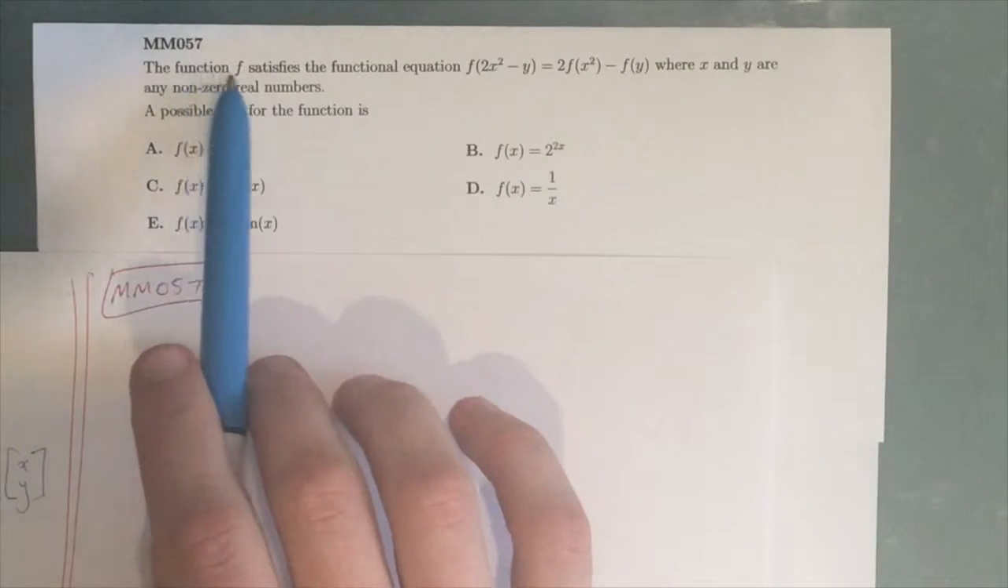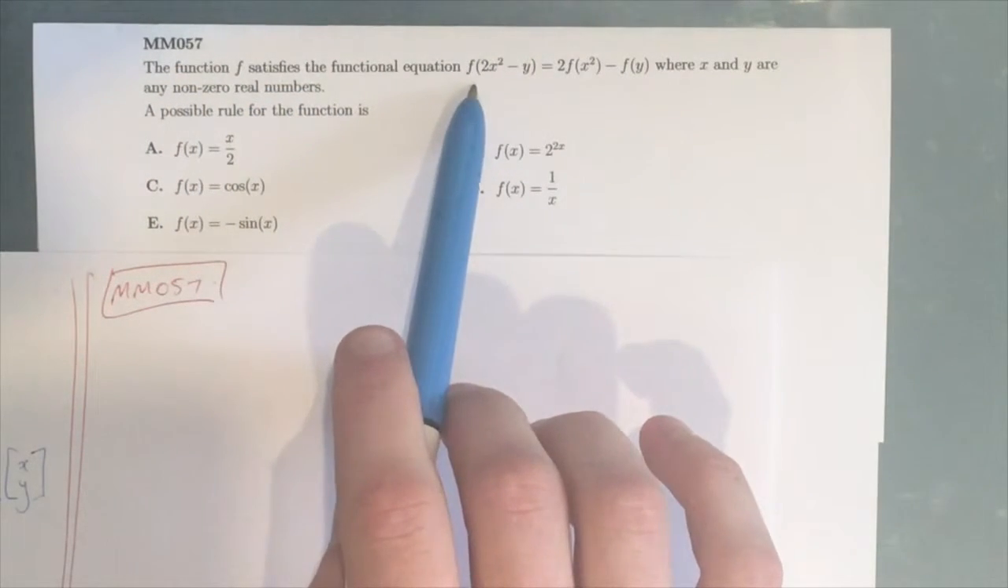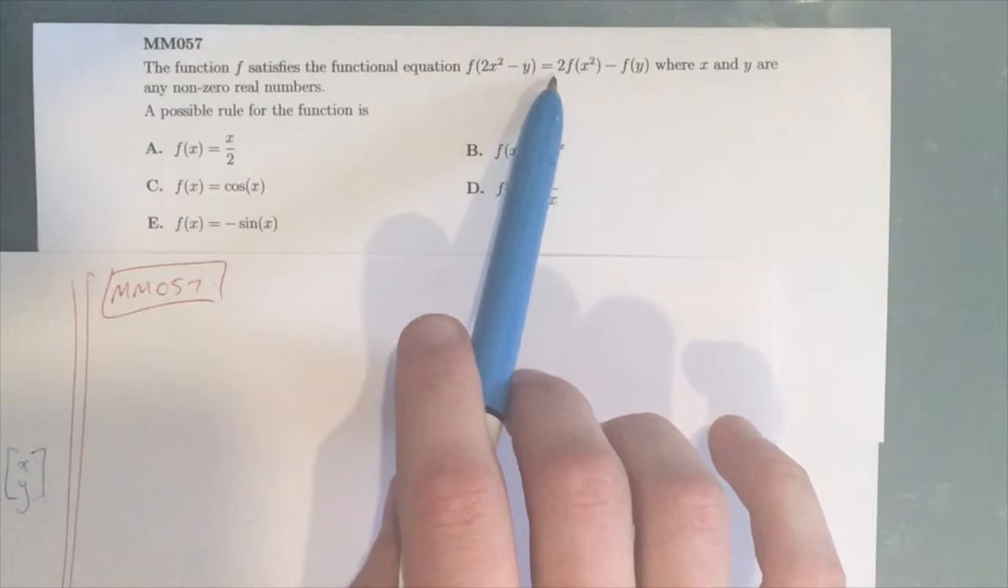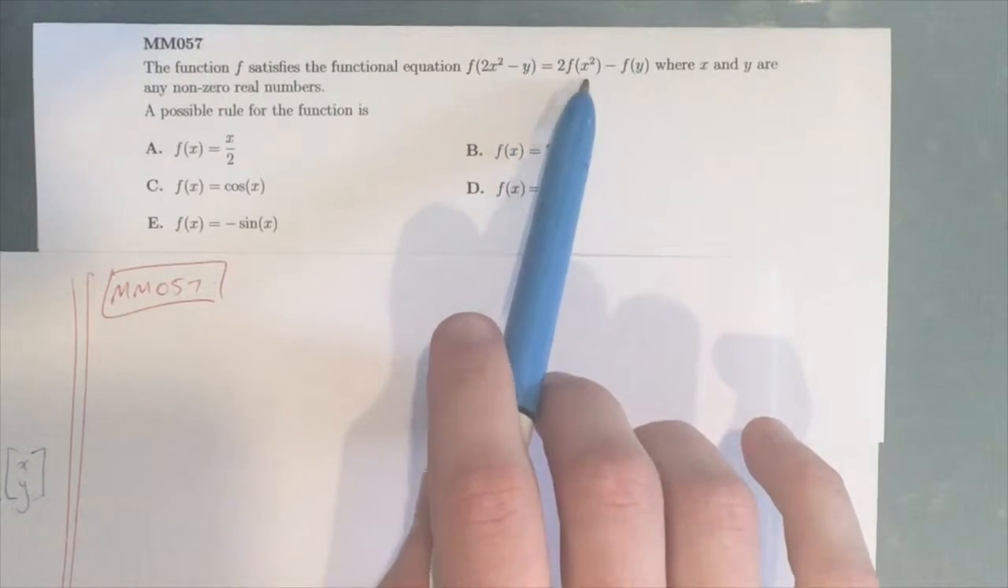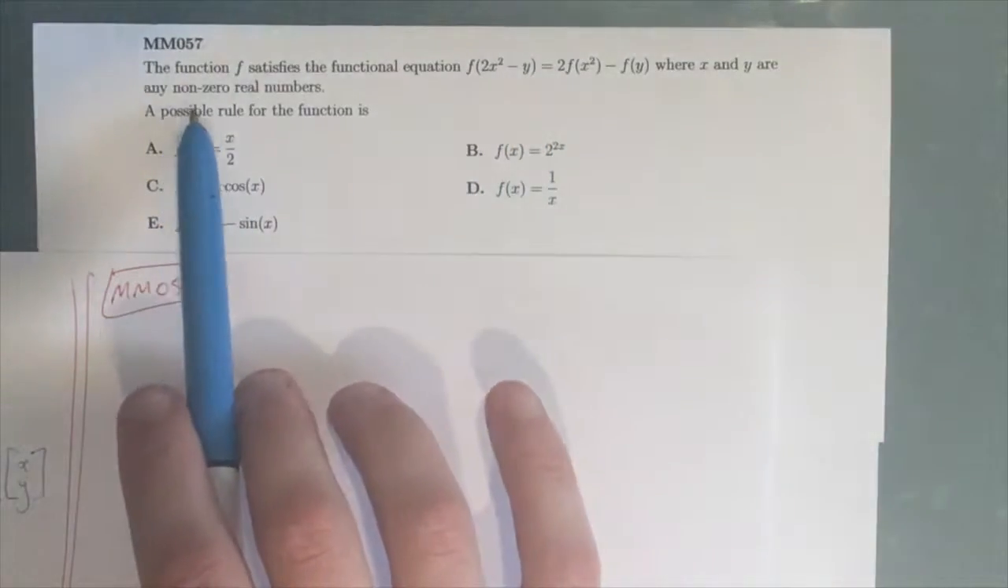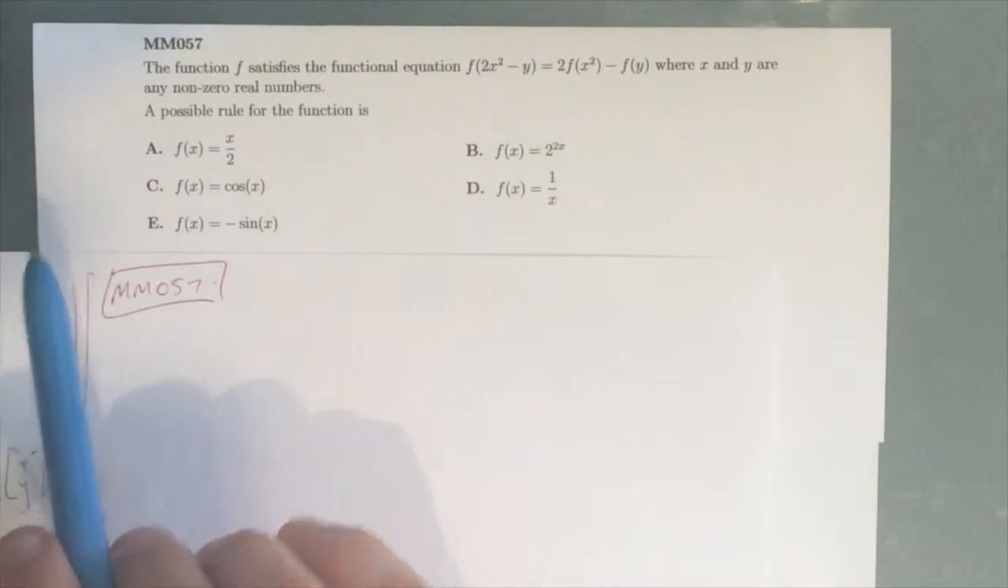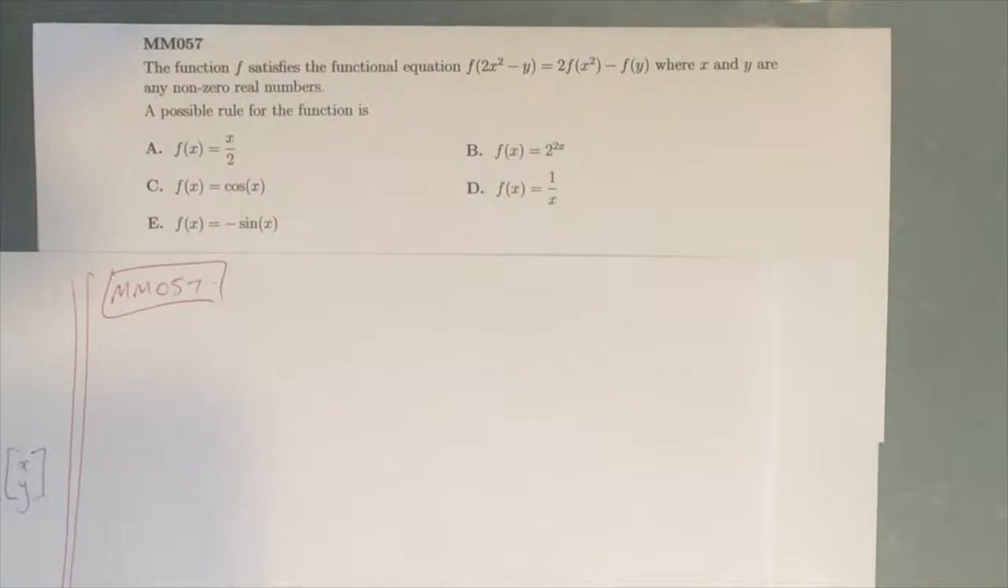We've got a question. The function f satisfies the functional equation f of 2x squared take y equals 2f of x squared minus f of y, where x and y are any non-zero real numbers. A possible rule for the function is.